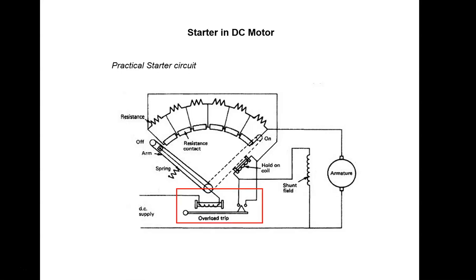The overload trip here is used to protect the DC motor. When the current becomes too high, the electromagnet will pull the overload trip bar, therefore shorting the electromagnet that holds the arm in the final position. The spring will therefore pull the arm, hence disconnecting the armature circuit.